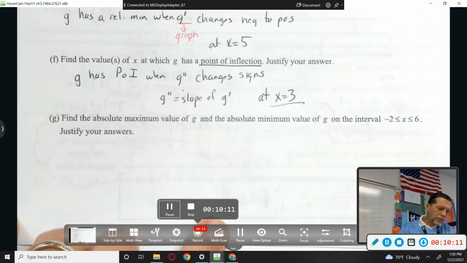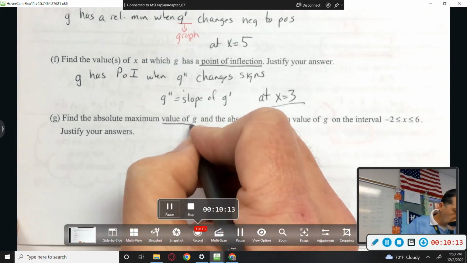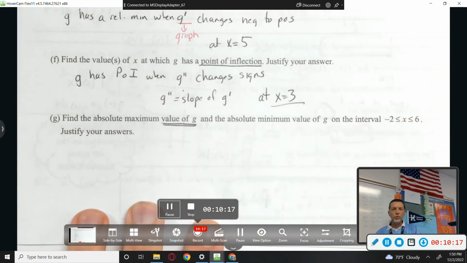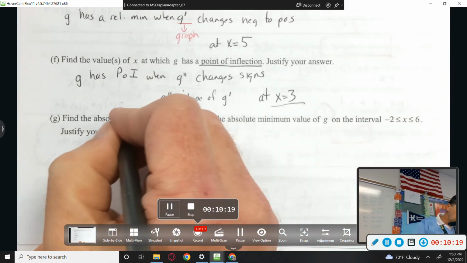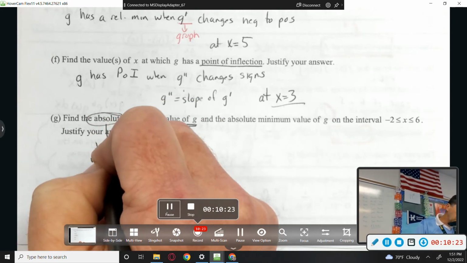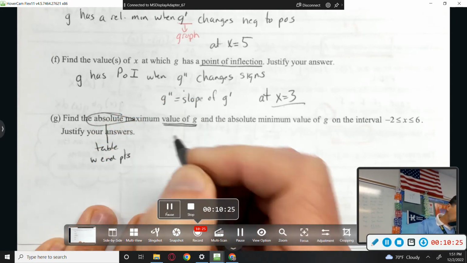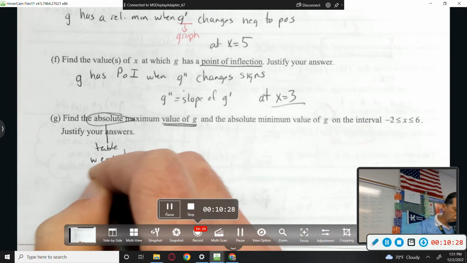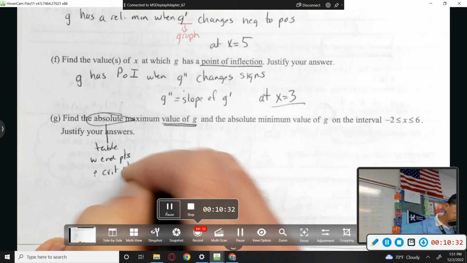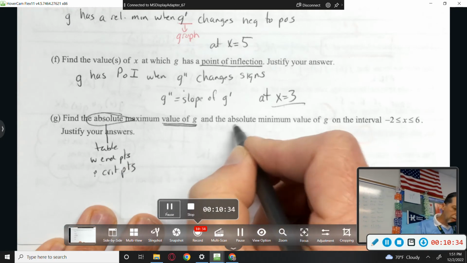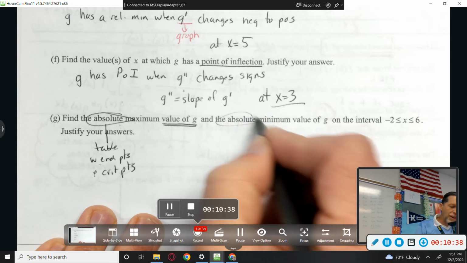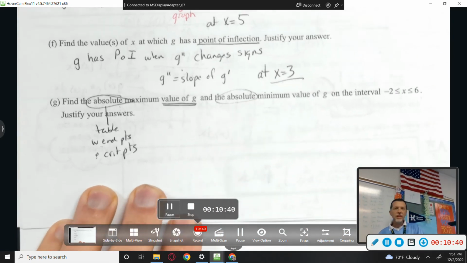Find the absolute maximum value of g. Okay, so not just the x value, but the actual value that goes with it. Absolute is going to mean a table with endpoints and critical points, but the endpoints are what people leave off. Absolute minimum, okay, it's the same process to find the absolute min or absolute max, so I don't mind them asking both, because that's no extra work.